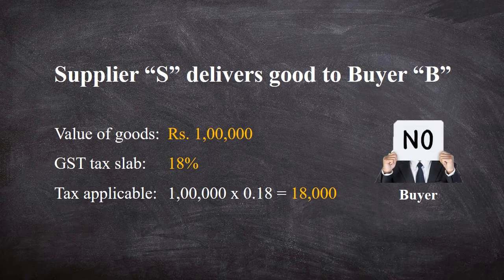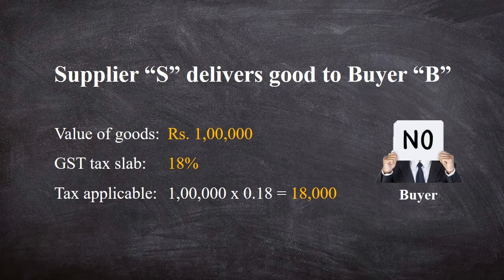Let's say, for example, supplier S has delivered goods worth rupees 1 lakh to buyer B, where 18% is the applicable GST. Therefore, in this case, tax applicable on 1 lakh is 18,000, and this would reflect in the invoice generated. Later, the buyer decides to reject the entire consignment of goods and sends it back to the seller.